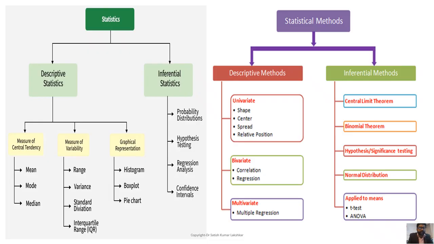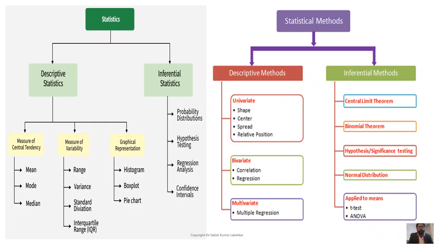Now on the screen you can see a comparative chart. This will give you more clarity about descriptive methods versus inferential methods. In descriptive analysis, we use measures of central tendency, measures of variability, and graphical representation. In measures of central tendency, we already talked about mean, median, mode, geometric mean, harmonic mean. And measures of variability, where we see the variation in the data, include range, variance, standard deviation, and interquartile range, IQR. So these are the different measures of variability.